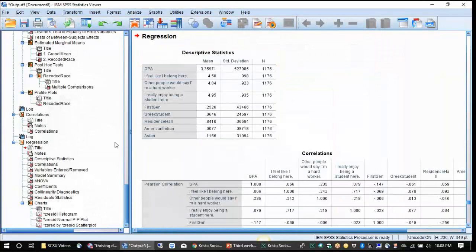When we get a regression equation output, we get a lot of information. First, our descriptive statistics table tells us the mean and standard deviation for all the variables that ended up in our analysis. And it's important to note that not all of our students showed up here. In a regression analysis, we're only looking at the students who answered all of the items that we've included in our regression. So if a student did not answer this item, I really enjoy being a student here, they would get kicked out of the analysis because we don't have a score for them. So we can't use them in our regression equation.